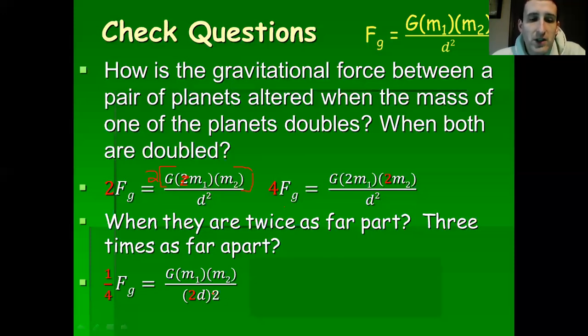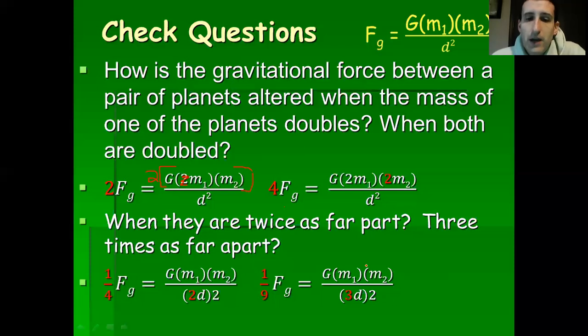So if we square the distance, we also have to square the factor with the distance. So when we do 2 squared, we get 4 in the denominator. So we end up with 1/4 of the original force. And if they were three times as far apart, then we would be squaring 3 instead of squaring 2. So it would be 1/9.